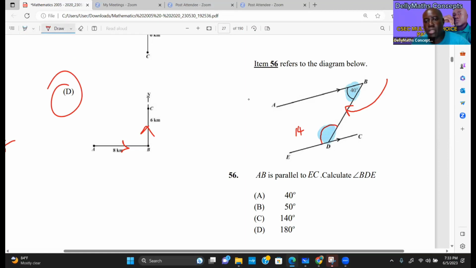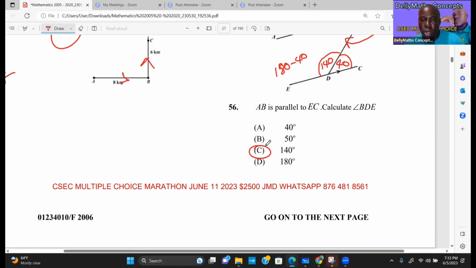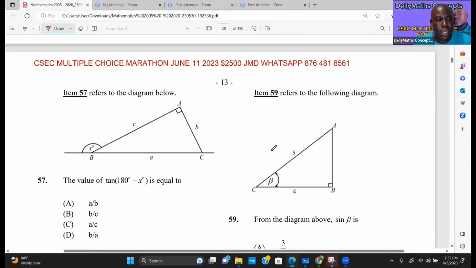So 180 minus 40, this is 140. If you never wanted to do it like that, you could have made this 40 using alternate angles, and then you use this straight angle to get this. You're still going to say 180 minus 40, 140. So whether you want to go that route or the next one, you'll end up in the same place.